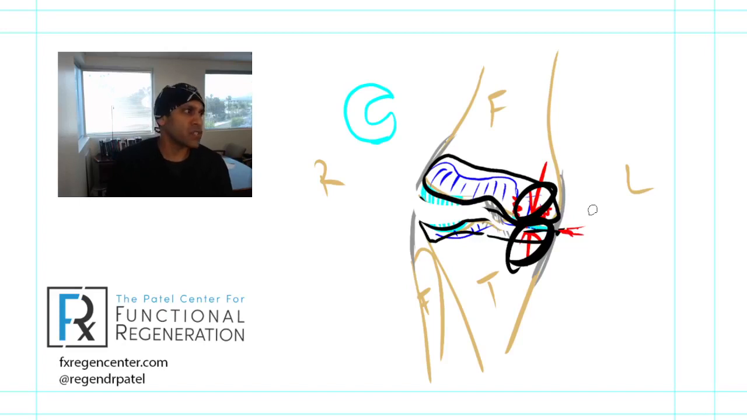Sometimes, like I said, knee replacement is absolutely necessary, but we can avoid it. And I hope that this was clear in showing you the ways that is possible.